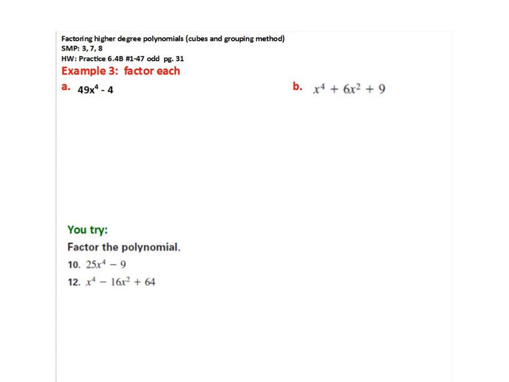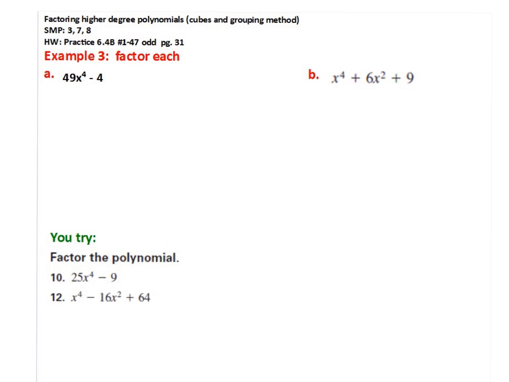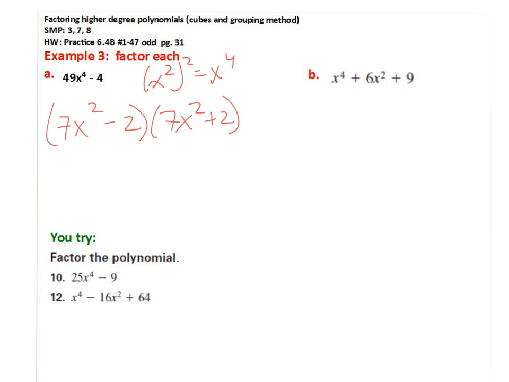So now we can factor higher degrees. Notice this is a degree of 4. Even though it's a binomial, this is a degree of 4 and it's a trinomial. So here's how it works. 49 is a perfect square, and 4 is a perfect square. But is x to the 4th any term squared? Oh, it is. Isn't it x squared squared? So we can factor this as a difference of two squares, because every term is a perfect square.